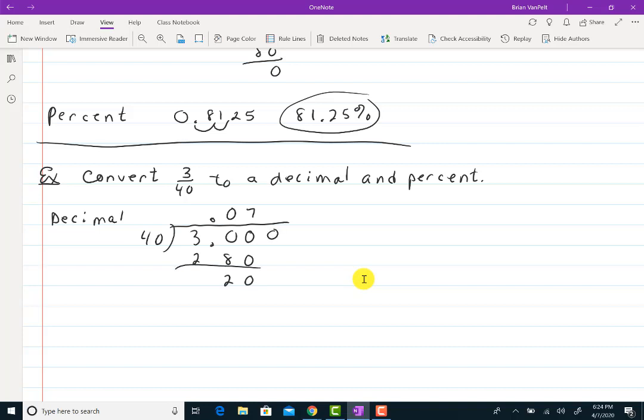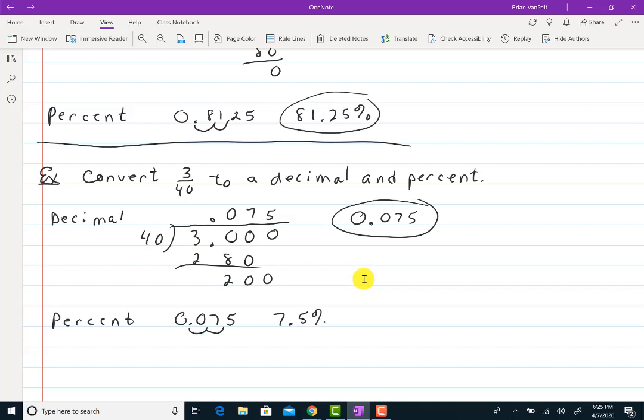Add a 0, bring it down. 40 goes into 200, 5 times. So we have 0.075 is my decimal. For the percent, 0.075, move the decimal to the right 2 places, and you get 7.5%.